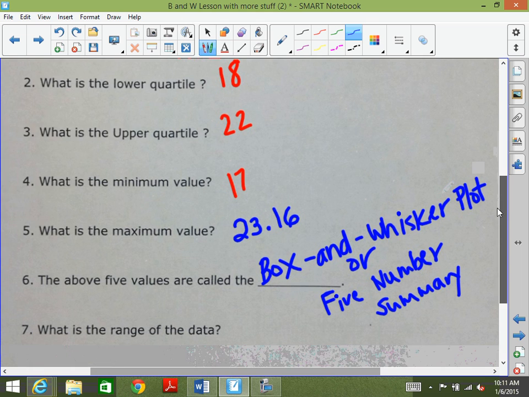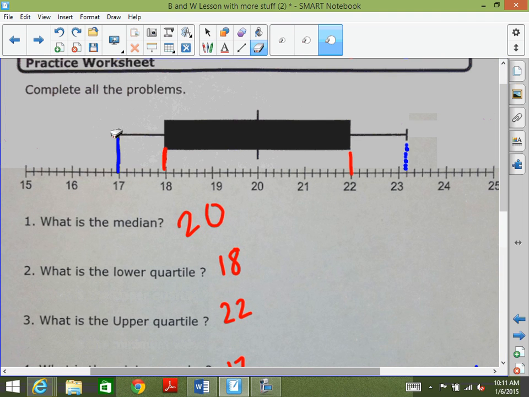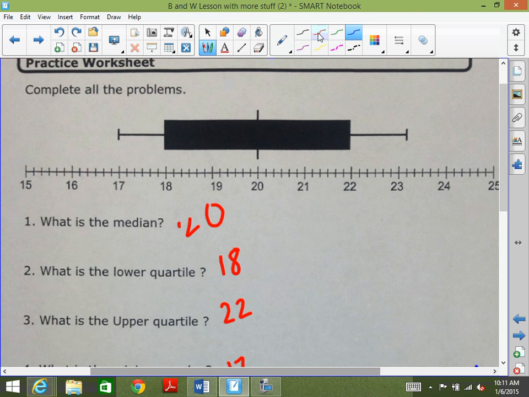Okay, next, what is the range of the data? How do we find the range? What do I use to find the range? How do you find the range? Not the interquartile range, the regular range. What would I use? What numbers? The maximum and the minimum. And what do I do with those two numbers? Subtract. So what is my maximum?